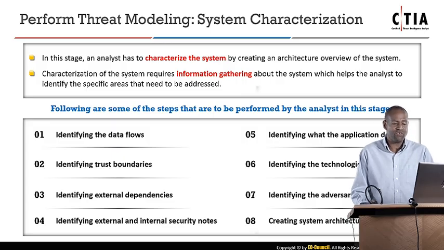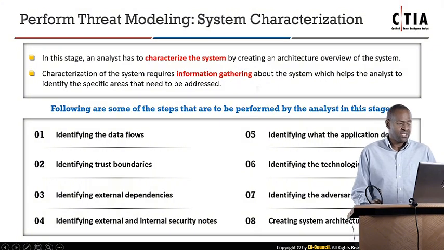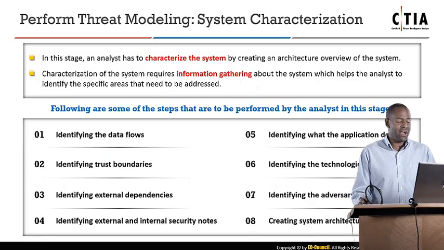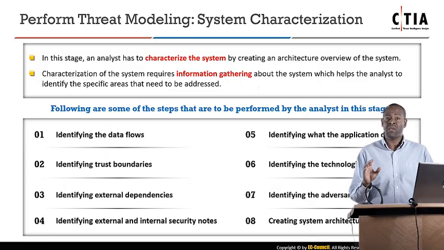We're going to characterize the system, looking at the overall architecture of that system. We're going to have information gathering happen at this stage, and we're going to identify specific areas that might need to be addressed. So here are some of the steps that we would perform at this stage. Number one, identify the data flows. Now this is very important.